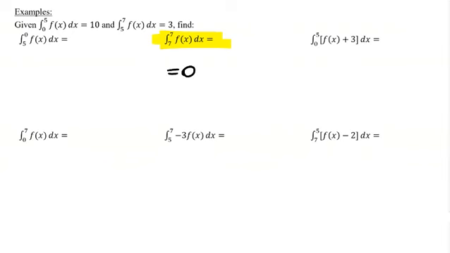Okay, well, if the integral from 0 to 5 of f of x equals 10, then what is the integral from 5 to 0 of f of x? Negative 10, yes. Okay, the integral from 0 to 7. Anybody have any thoughts on that one?